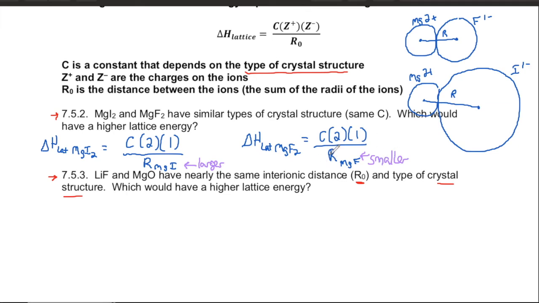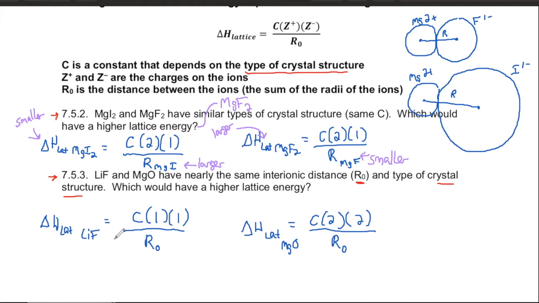Since this one has a smaller denominator, this answer is actually going to be larger. The smaller denominator is going to make a larger answer, and a larger denominator is going to make a smaller answer. So the higher lattice energy, the answer to this question, is going to be magnesium fluoride, because that has a smaller denominator and that will give it a larger lattice energy.